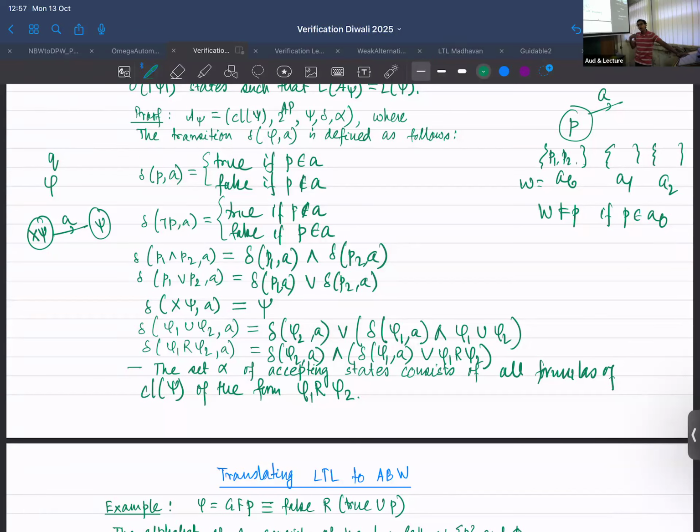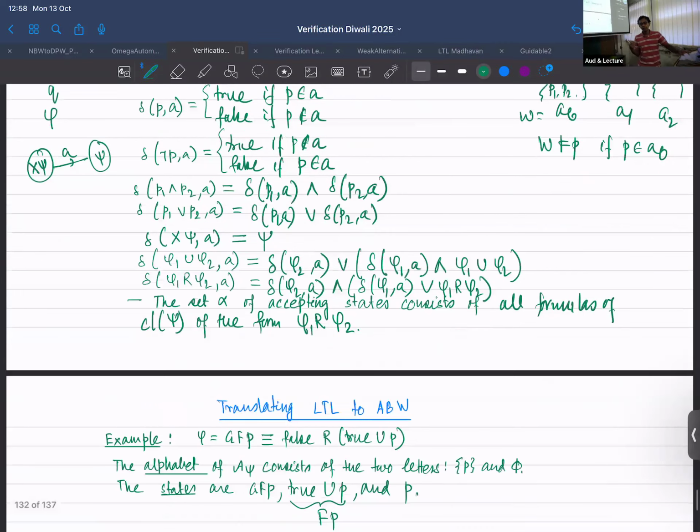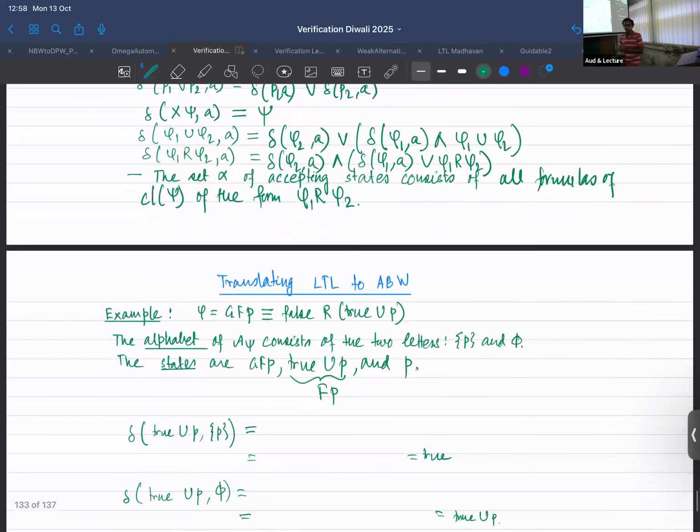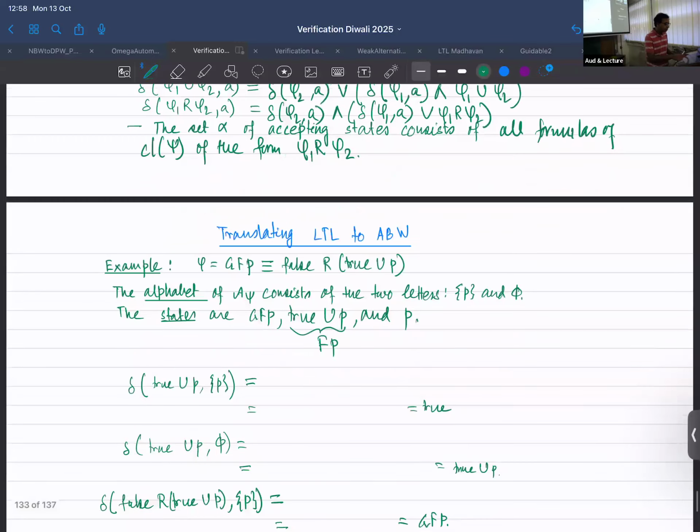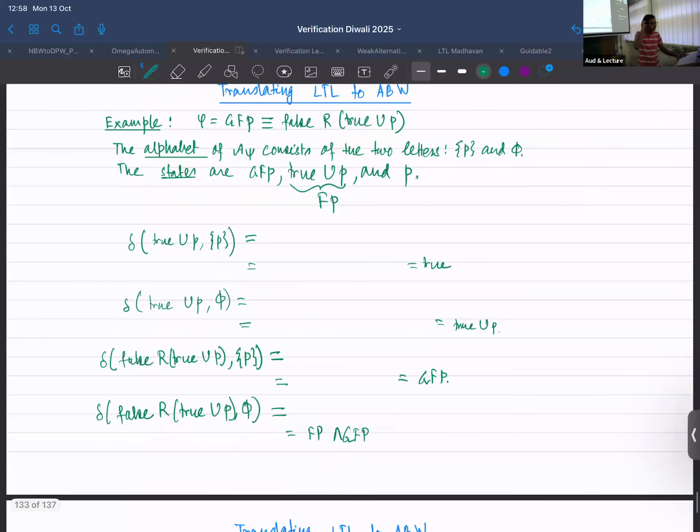What we'll see is that when you are looking at the until formulas, like phi 1 until phi 2, it will require you to see the phi 2. You cannot say phi 1 until phi 2 holds forever. It will require you to see the phi 2, and that is when you will say, okay, I am going to accept. So let's see a couple of examples.